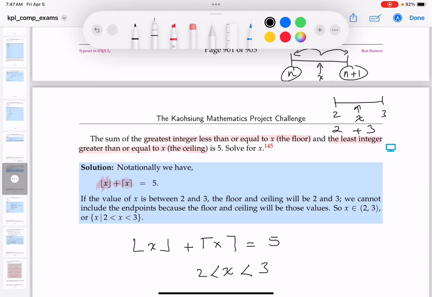Okay. The question is, could it be equal to 2? Well, if it's 2, the floor would be 2, and the ceiling would be 2, and 2 plus 2 is not 5, so it can't be 2. Could it be 3? Well, let's take a look at that. The floor of 3 is 3, and the ceiling of 3 is 3, and 3 plus 3 is 6, and that's not equal to 5. So this is the only interval it's going to work on.